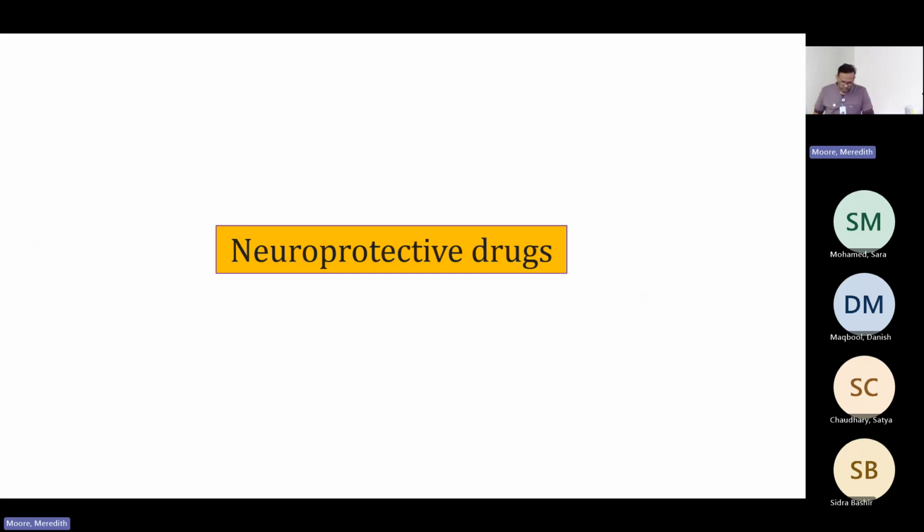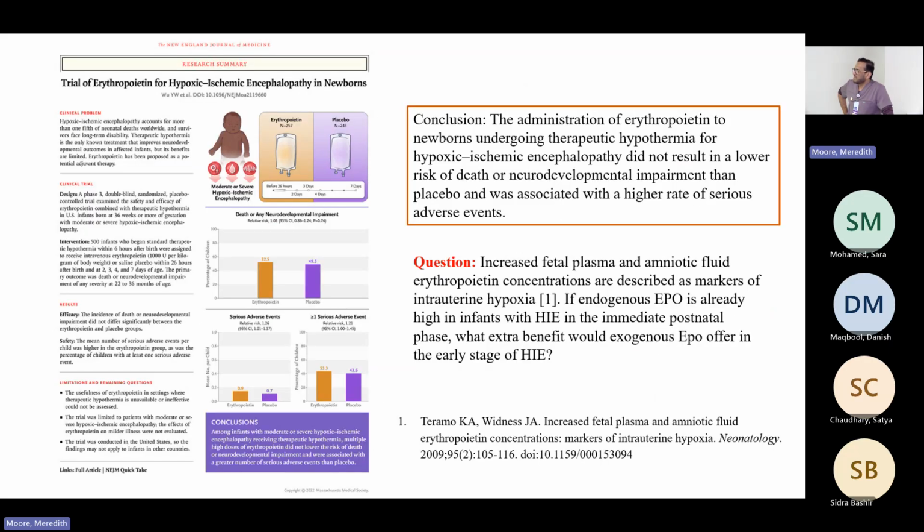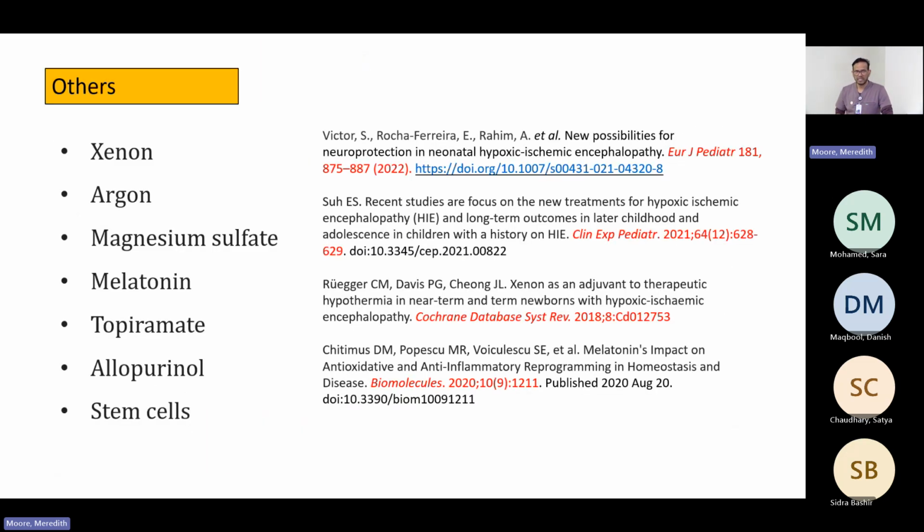So suppose we don't have hypothermia. There was a time when there was no hypothermia, so people must have been doing something to prevent these babies from getting bad neurodevelopmental outcomes. Erythropoietin is something we thought would be promising, but the study came and, unfortunately, nothing again. So we are back to hypothermia as the front line. We still have no medication, but there are certain things people have tried.